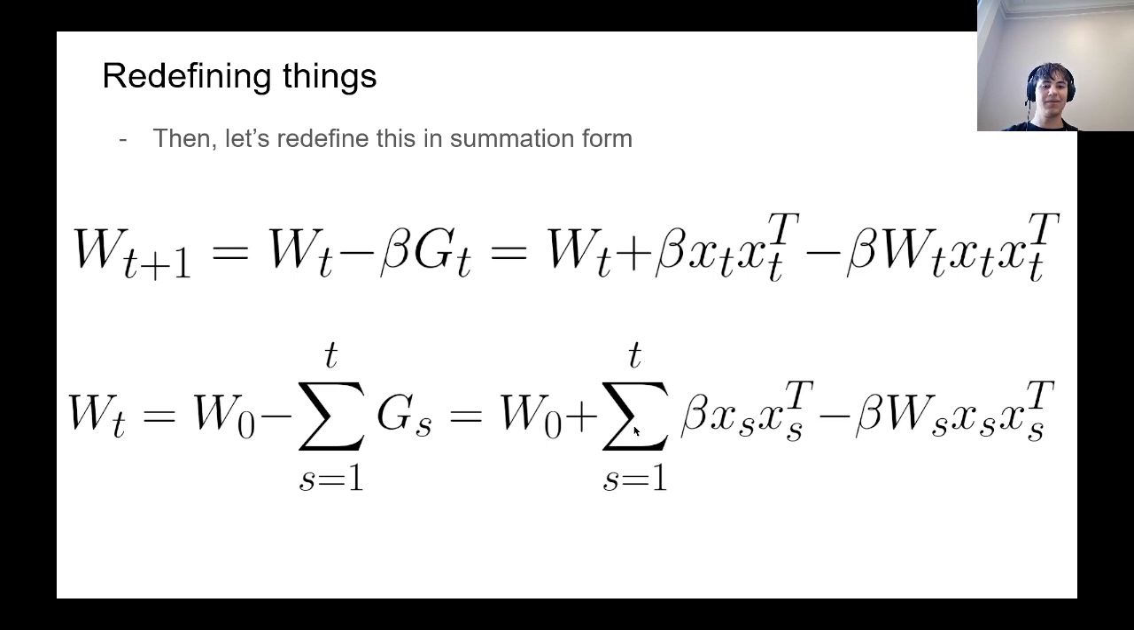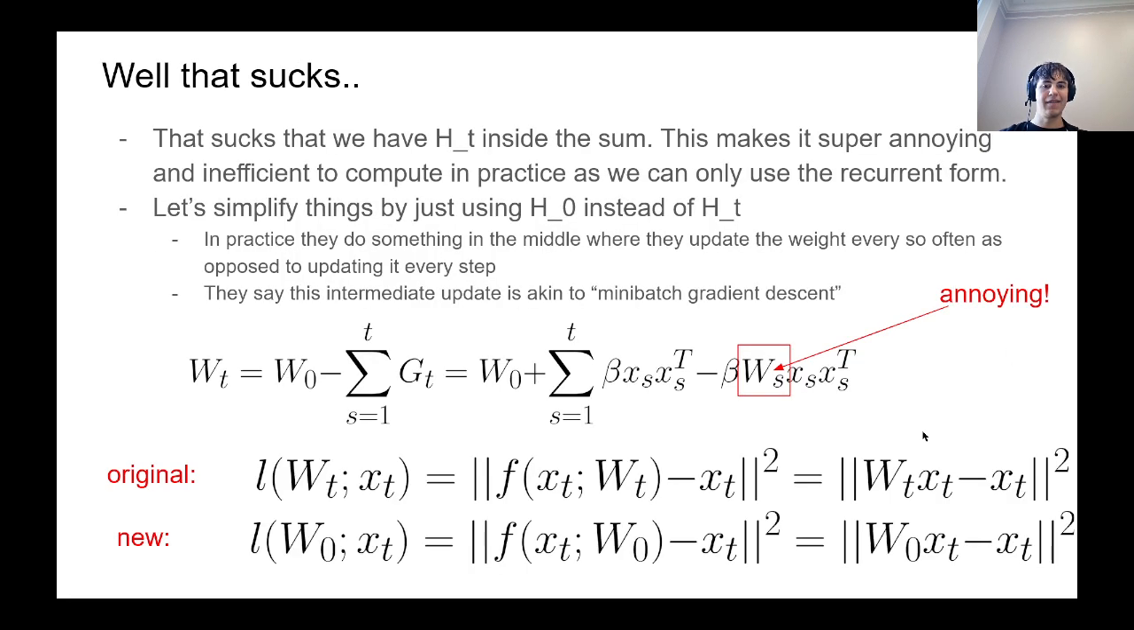Now there's a problem here: W at time t is here, and W_s is here, and that's really annoying. If W_s is in your summation, then you can't do things computationally efficiently, because that requires you to iterate over your entire sequence. It makes sense that you would have to iterate, because this is gradient descent: you take a step with respect to where you are on the loss landscape, not W0. But what if we just replace W_t with W0 instead? So that's what we're going to do.